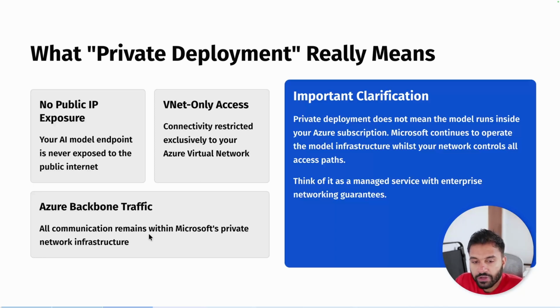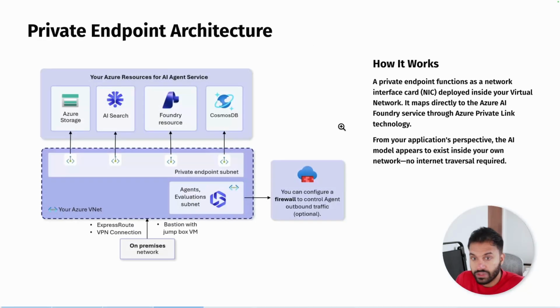And also the traffic from your application is going through Azure Backbone Network. Your traffic won't be publicly exposed. That's the key difference. This does not mean that you're hosting your own model. What this means is that there will be a network interface card directly within your VNet. So basically the resources will be separate.